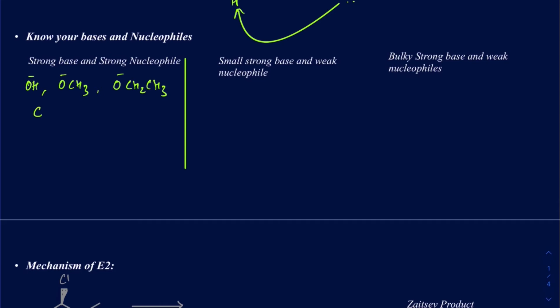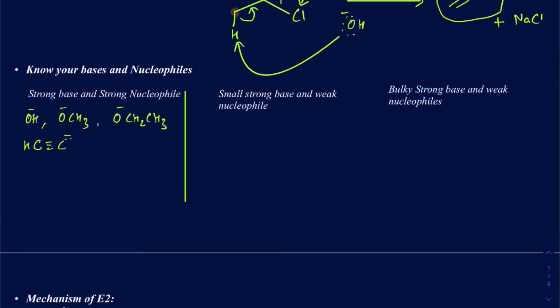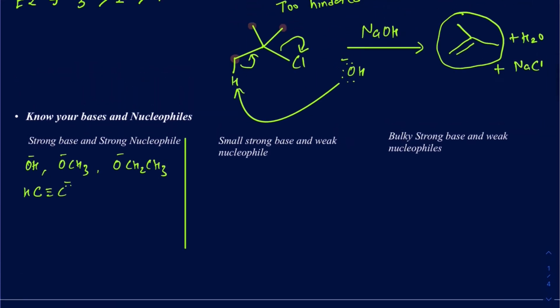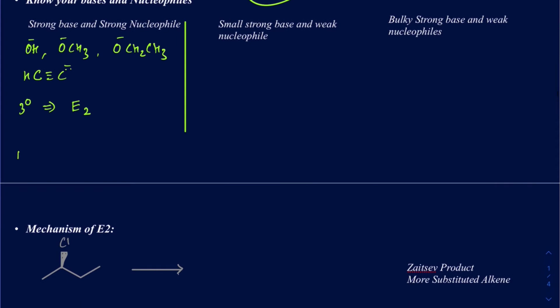And I would probably go ahead and write down this as well. Acetylide is another common one that you're going to be seeing in there. So these can act as your strong bases and strong nucleophiles. So if I'm given one of those bases, which is also a strong nucleophile, and I'm given a tertiary alkyl halide, then I'm going to be doing only an E2 mechanism. And if I'm given a primary alkyl halide, then I'm only going to be doing an SN2 mechanism in that particular case.